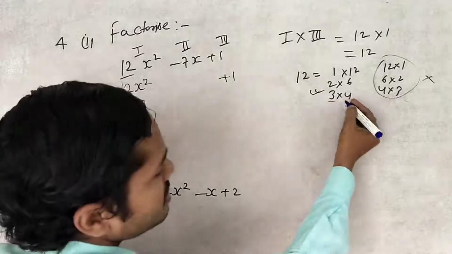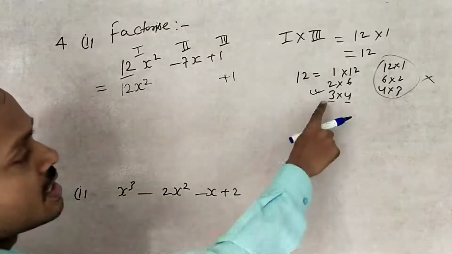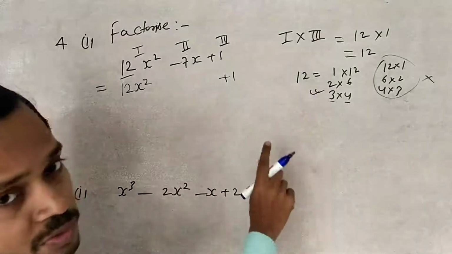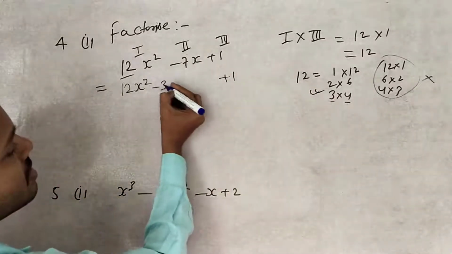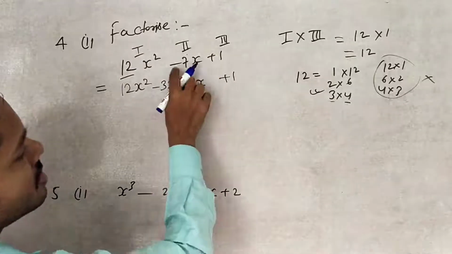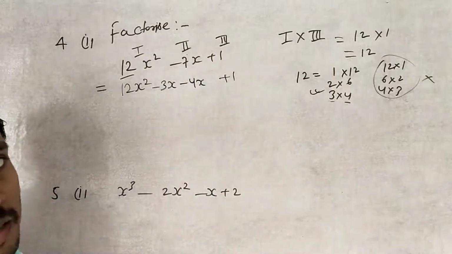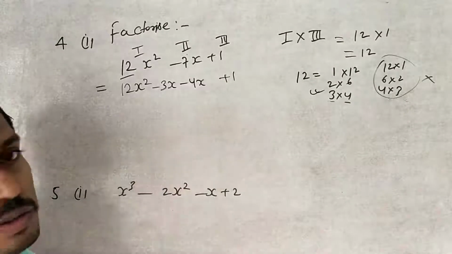But look at this one, 3 and 4. Clear? 3 and 4 multiplied give 12, which is also given, and 3 plus 4 is equal to 7, also given. So you can write minus 3x minus 4x. Why? Because the minus sign is given. Clear? Minus 3x minus 4x is equal to minus 7x.